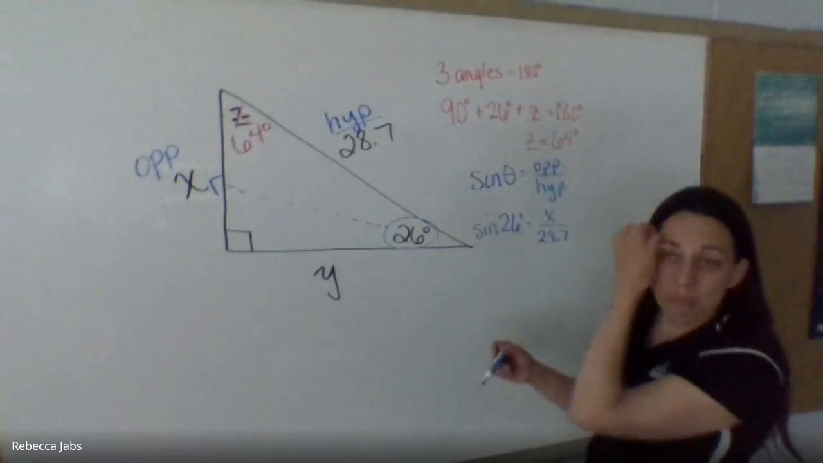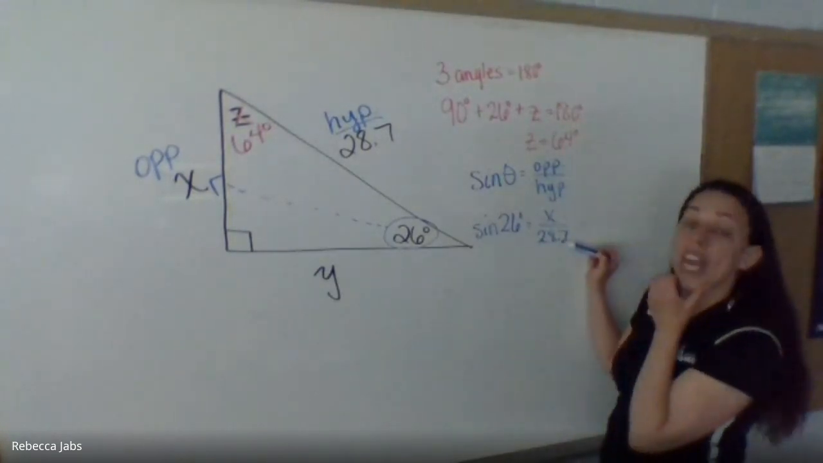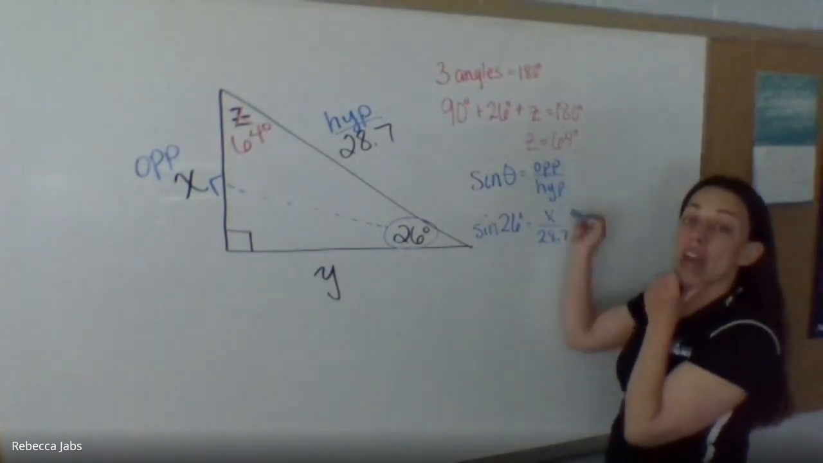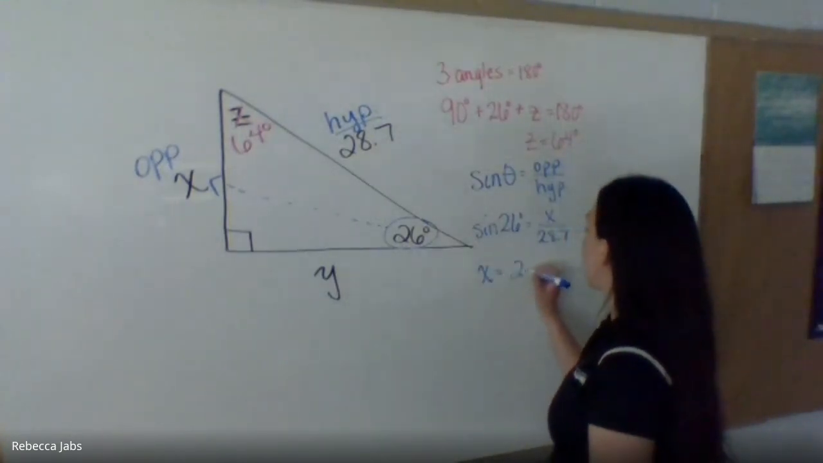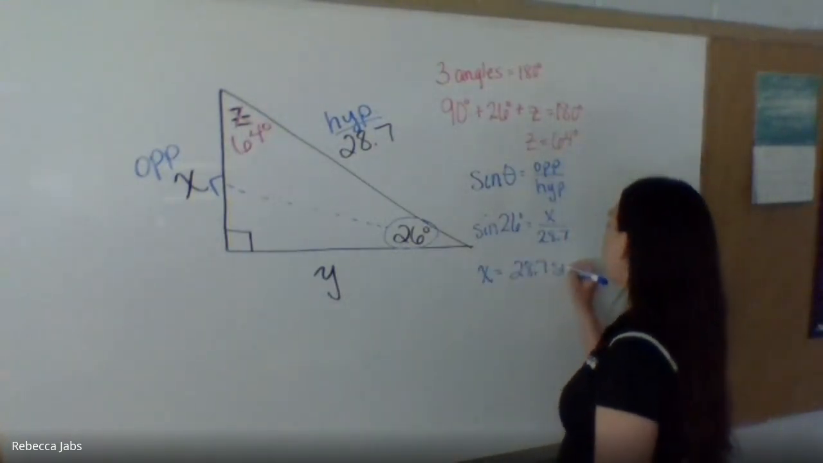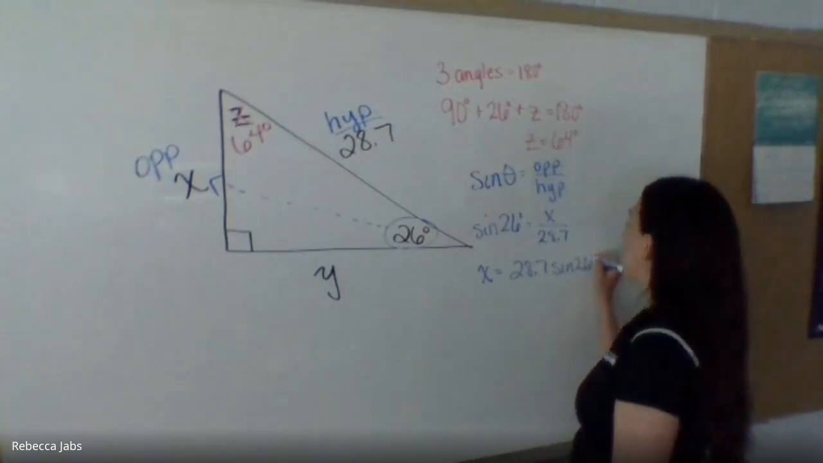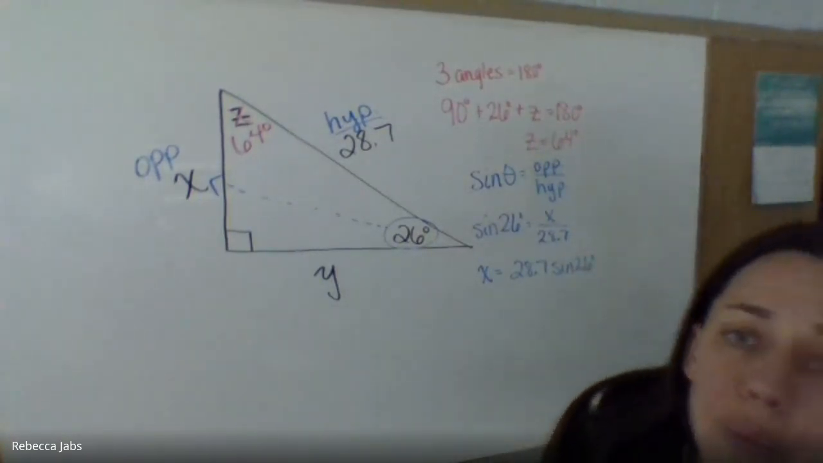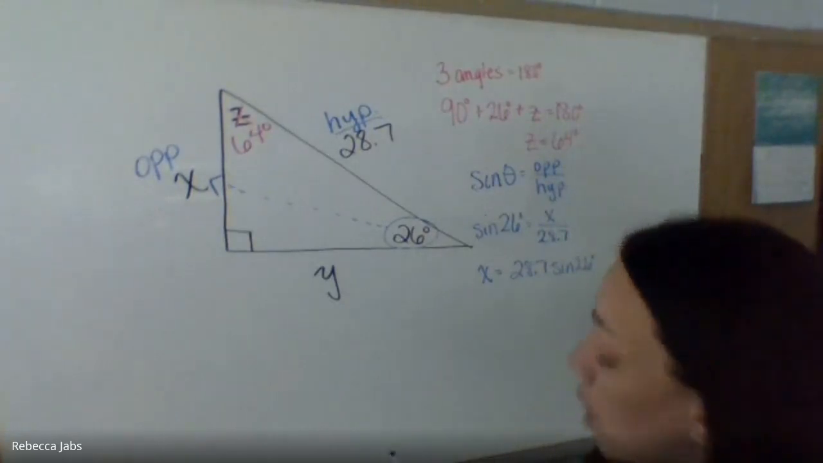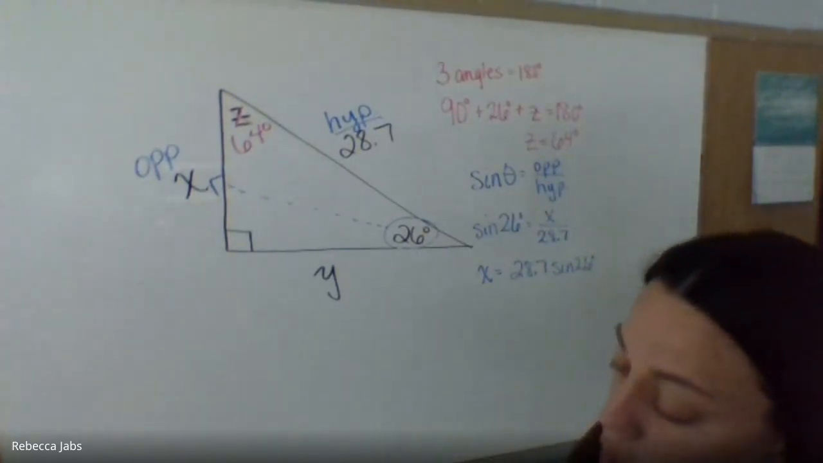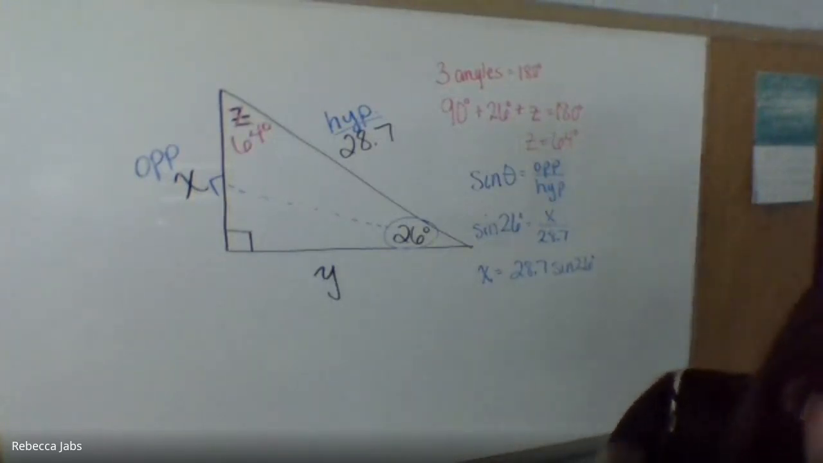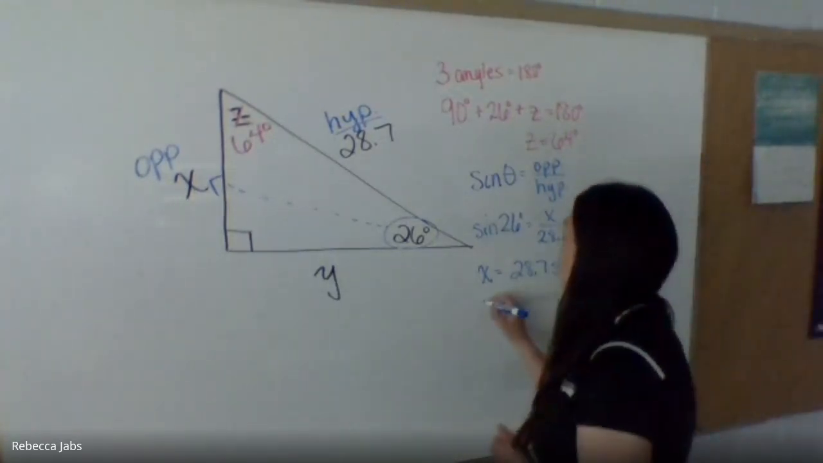Remember, I taught you this. It's been a few weeks since we've done it. Since 28.7 is in the bottom, I've got to multiply. So I would use x equals 28.7 times the sine of 26 degrees. Ladies and gentlemen, I'm going to give you this warning because there's something else we're going to do this morning as well. If you are using Desmos, please make sure you switched it to degree mode. If you didn't, you're going to be getting wrong answers.